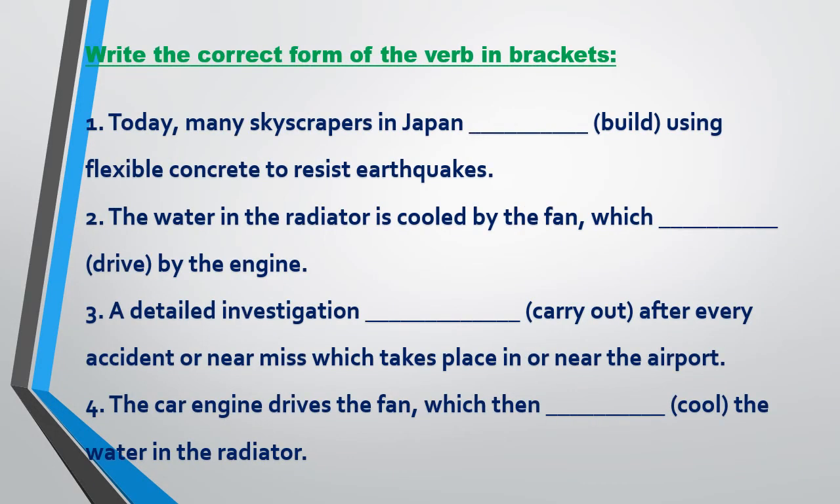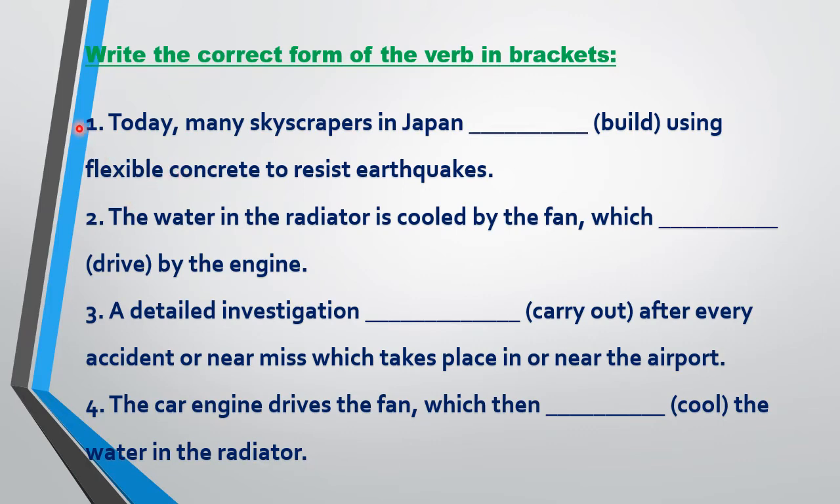Now I want you to write the correct form of the verb in brackets. You have 4 sentences. Each sentence has a verb between brackets. We have build, drive, carry out, and cool. You need to put the verb here, but in the correct form. Sometimes you need to use passive, and sometimes you need to use active. If the sentence is passive, use the passive. Put is or are, and the past participle of the verb, as we said before. Is for singular, are for plural, and the past participle of the verb.